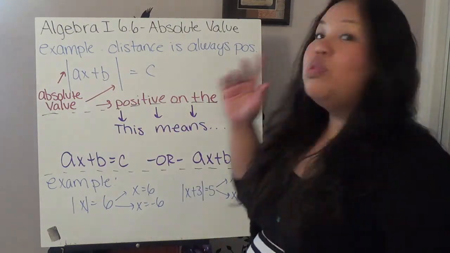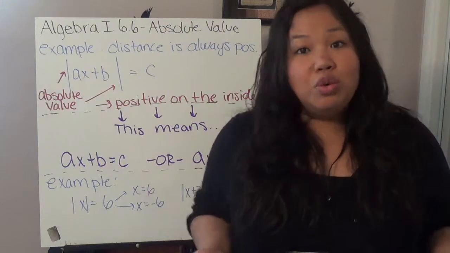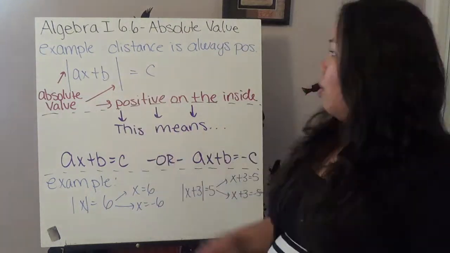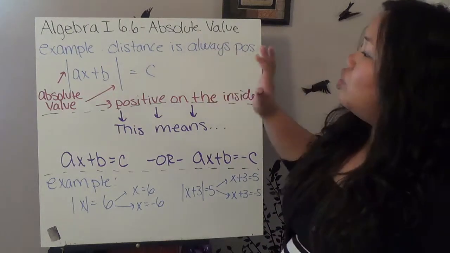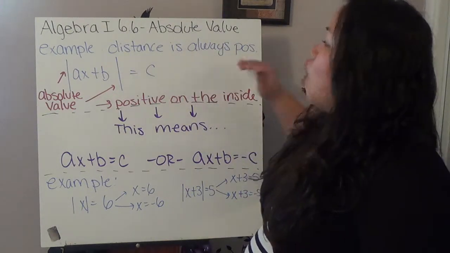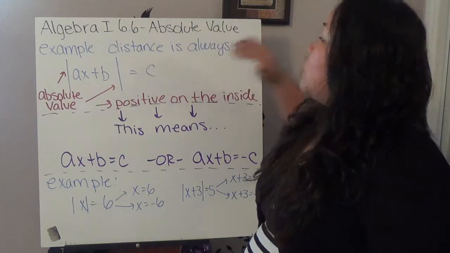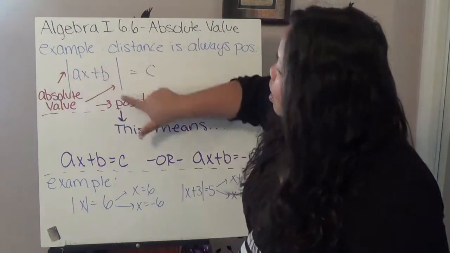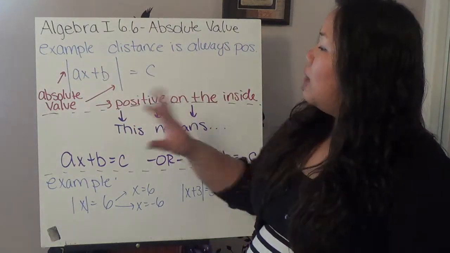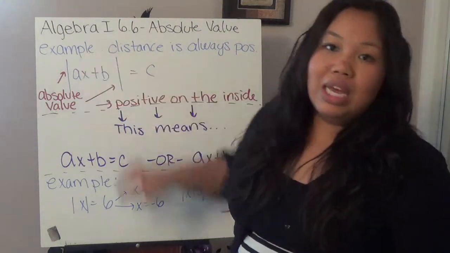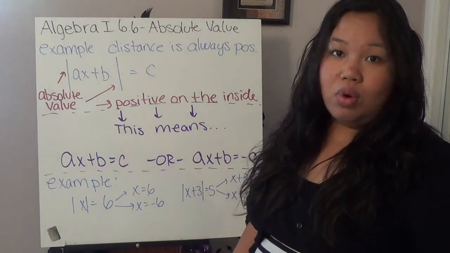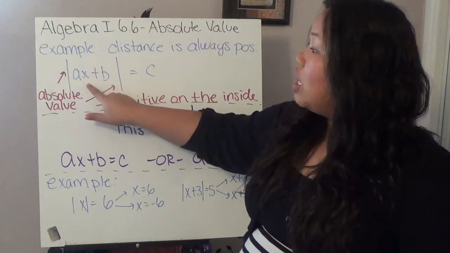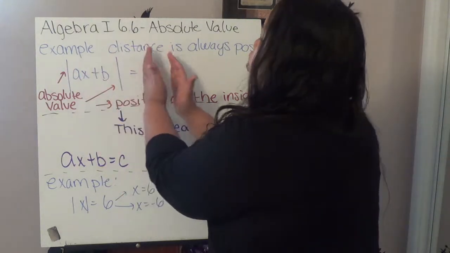Same thing with weight. You will never be -20 pounds. Your weight will always be positive. So absolute value is used to represent those measurements that are always positive. These big lines indicate absolute value. What that means is everything on the inside is positive to the outside world. It doesn't mean it can't be negative in here. In here it can be negative, but to the outside world it'll be positive.